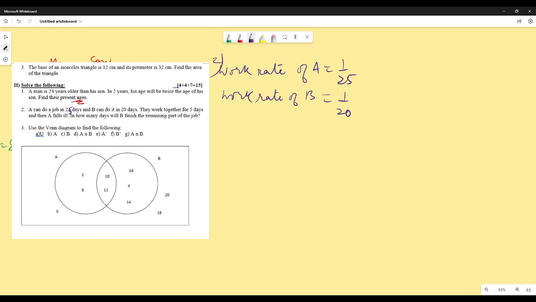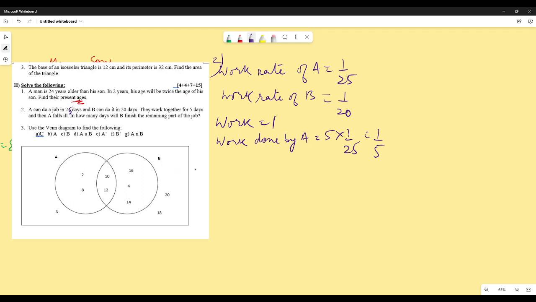Now remember, the entire work is always expressed as 1, right? Now we know that A worked for 5 days. So work done by A will be equal to 5 into 1 by 25, that makes it 1 by 5 work. So this is the work done by A.